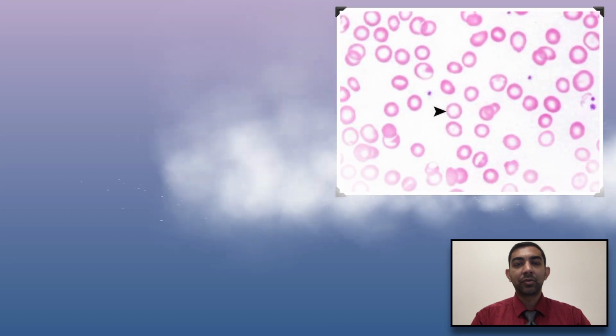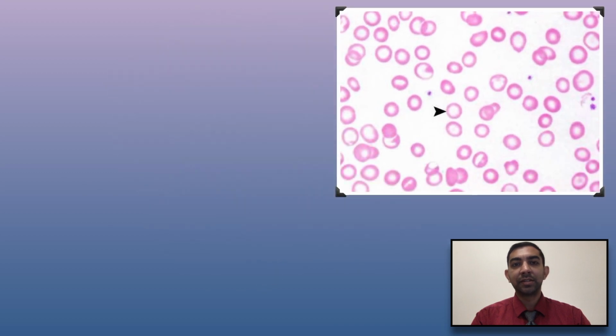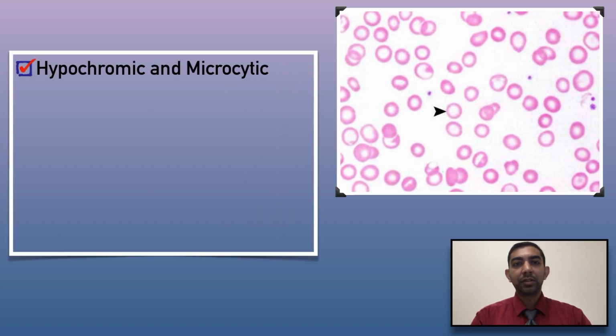Important features seen on peripheral blood film in case of iron deficiency are hypochromic and microcytic RBCs with low hemoglobin levels due to the lack of iron. Hypochromic is because of increased central pallor, and microcytic is MCV generally less than 80 femtoliters. Pencil forms and anisocytosis along with target cells are occasionally also noted.